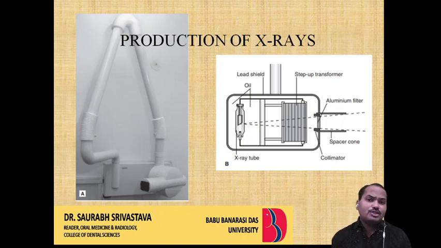Now, coming to the production of X-rays, where are these X-rays produced? Usually, the production of X-rays is made by an artificial source, which is called the X-ray tube. Now, the X-ray tube is placed in a tube head, which is made up of lead, and inside that lead casing there are some step-up transformers, auto transformers. Oil is there, which immerses the X-ray tube.